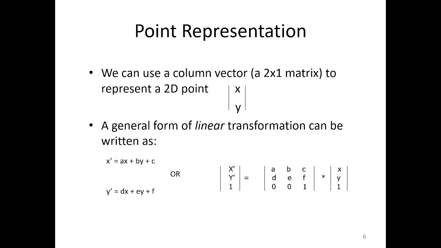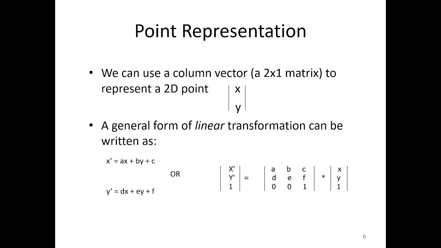Next, how can we represent points? We can use a column vector, a 2 by 1 matrix, to represent a 2D point (x, y). We define the general form of linear transformations, which can be written as x dash equal to ax plus by plus c, and y dash equal to dx plus ey plus f. That is, x dash, y dash, 1 equals the matrix a b c, d e f, 0 0 1 times x y 1.